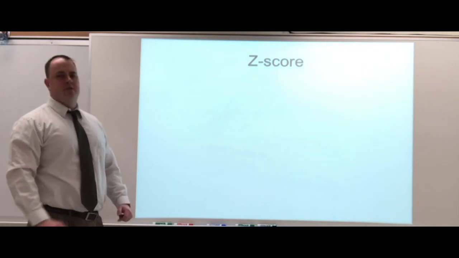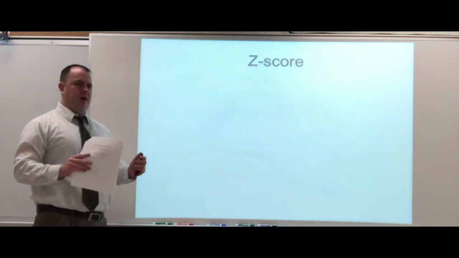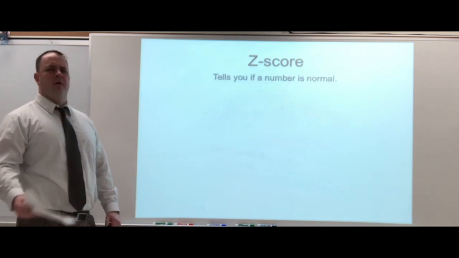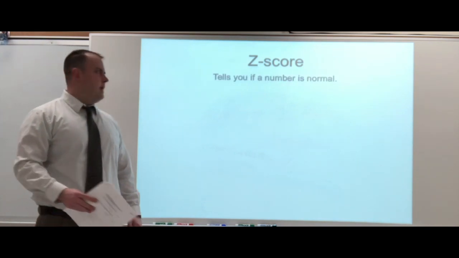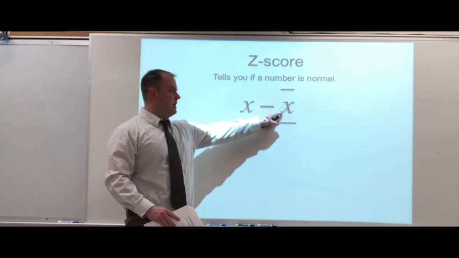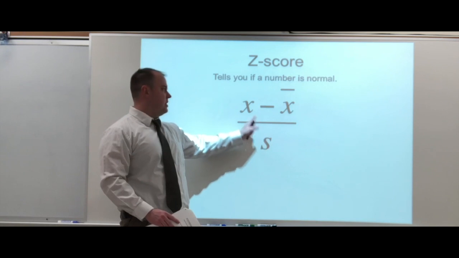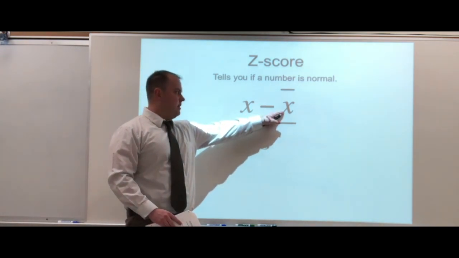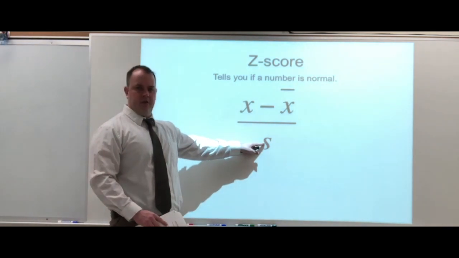Okay? Z-score is going to be the next thing we look at. Now, we're going to look at the very basic interpretation of Z-score. We're just going to use it to determine if a number is normal or not. Okay? Now, the formula for Z-score, I have it as x minus x bar divided by standard deviation. X, the score in question, minus the average divided by standard deviation.